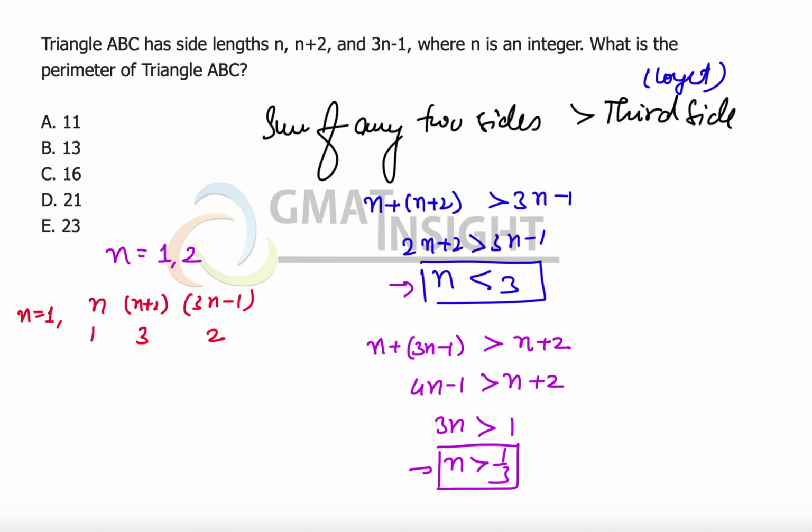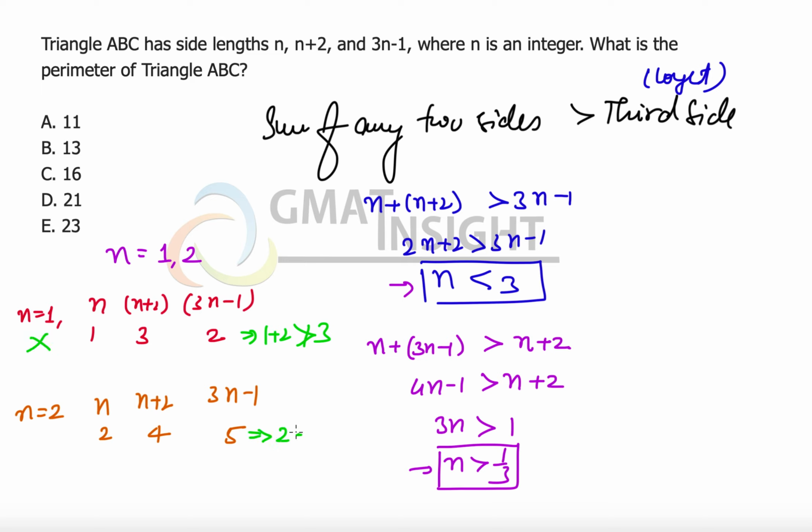Now let's take another possibility. For n equal to 2, n becomes 2, n plus 2 becomes 4, and 3n minus 1 becomes 3 into 2, that means 6 minus 1, that is 5. But now we once again have to see that here 1 plus 2 is not greater than 3, that means this is not a possible case of a triangle.